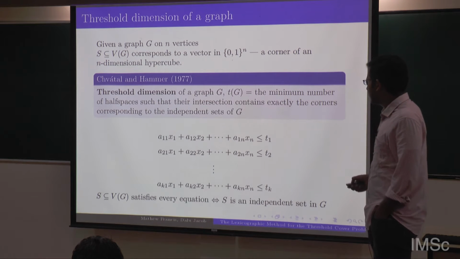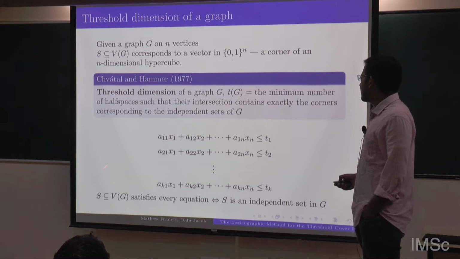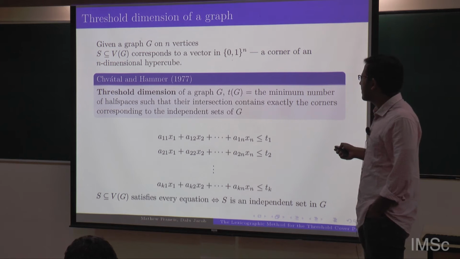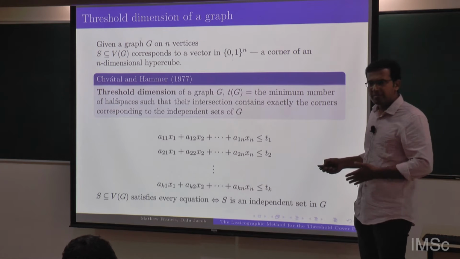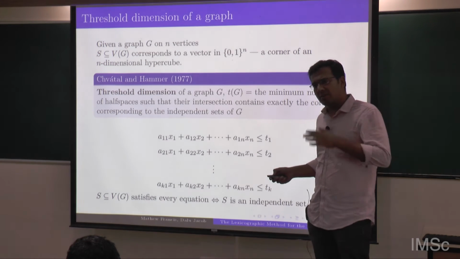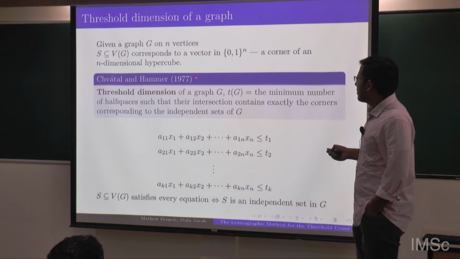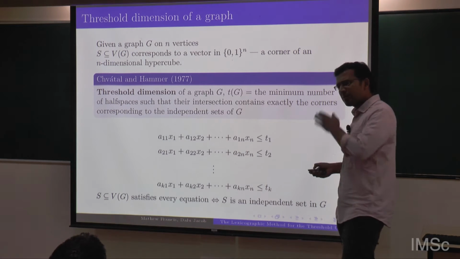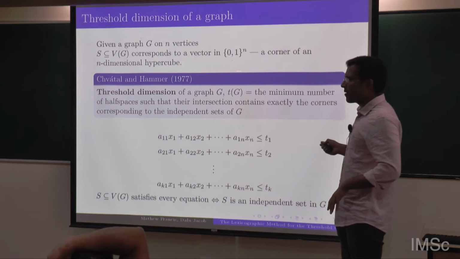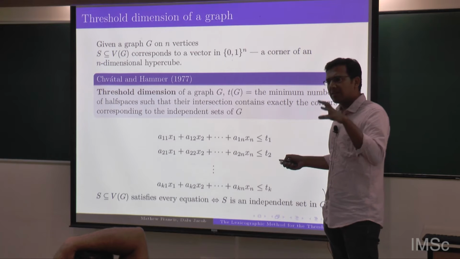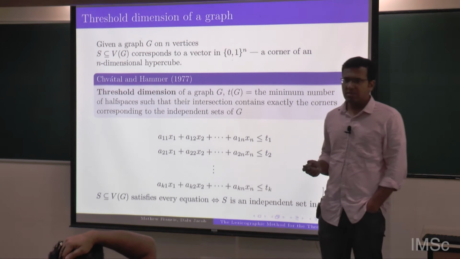Chvátal and Hammer were interested in this question, somehow motivated by linear programming. Suppose that you have this n-dimensional space in which this hypercube is sitting, and you want a hyperplane. An (n-1)-dimensional hyperplane in this space will partition the space into two half spaces. Suppose that you want to find the minimum number of half spaces such that the intersection of these half spaces contains some corners of your hypercube, and those corners are exactly the sets corresponding to the independent sets of your graph G. So how many half spaces do you need? This was Chvátal and Hammer's question.